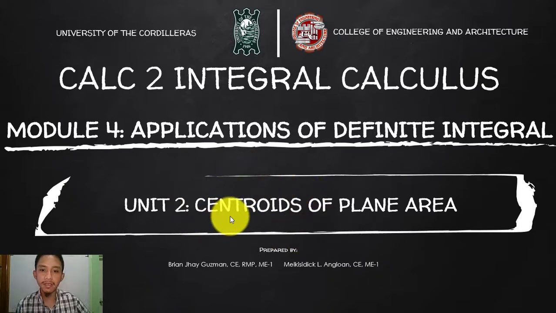So if you'll try to recall your centroid, in physics, let's say this is the object, let's say that is the area. The centroid is the point wherein if you consider that one, it will be balanced all throughout the direction of the object being considered or the area. So that is centroid. That is what we are trying to find in this unit, in this application of definite integral. Centroids of plane area.